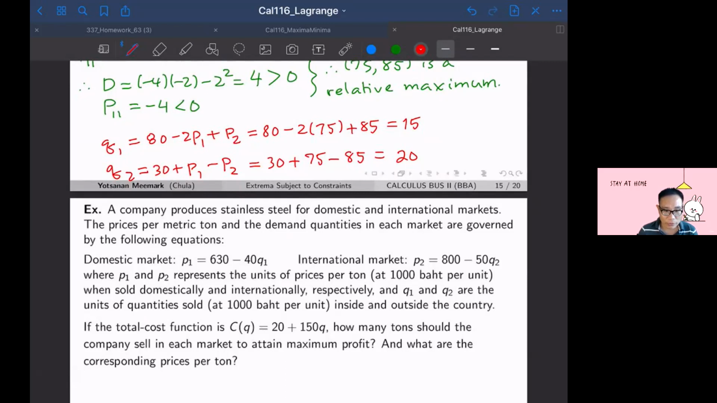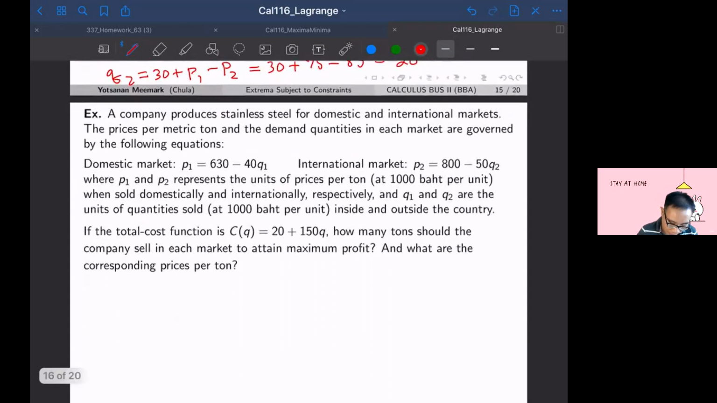So you'd like to find the maximum profit. In this case, you'd like to find the profit function again, and you're gonna have the revenue. So you have the revenue in this case.